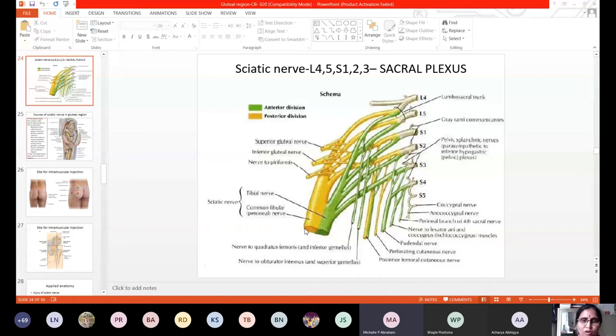Can you tell the root value of the sciatic nerve? It's L4, L5, S1, S2, S3 of the ventral ramus of the sacral plexus. Yes, you are right. But I'll make a little rectification in your sentence. In the exam you should write ventral rami first: ventral rami of L4, L5, S1 to S3 spinal nerves. Which nerve? Spinal nerve.